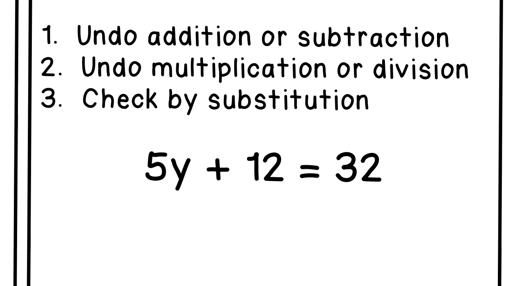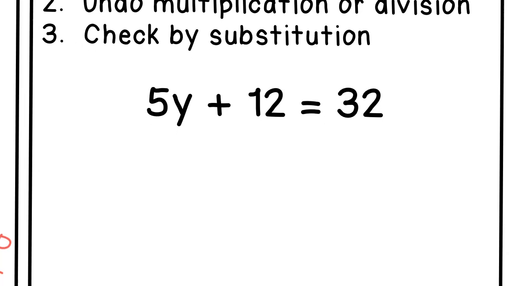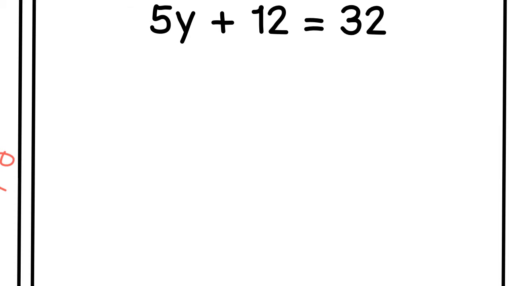Now, these are the steps that we would do for the majority of our equations. We are going to run into some that require us to actually reverse these steps, but we'll get to that when we get to them. So let's start out by solving 5y plus 12 equals 32. And then we're going to check our work.